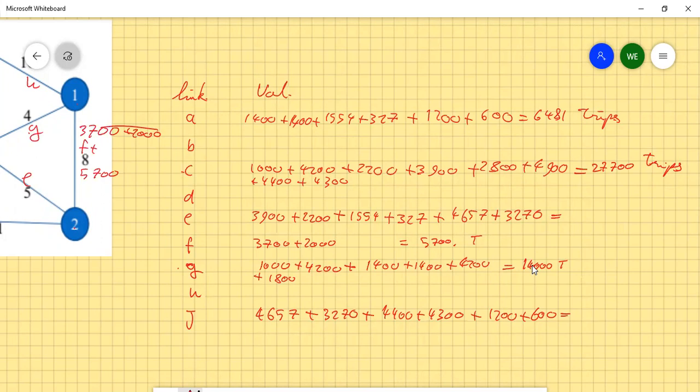184 here, 184. The last one. Yes. 27. 184 2 Yeah 27. 27 trips. And the one in the middle? Link E. This is 1500. 159 08.